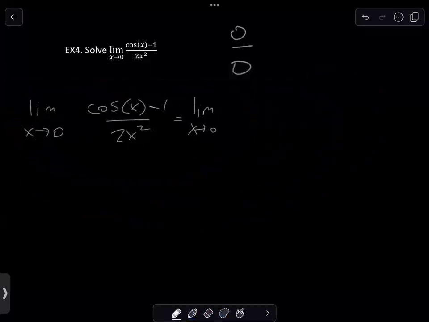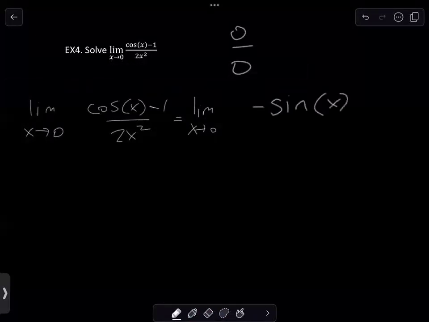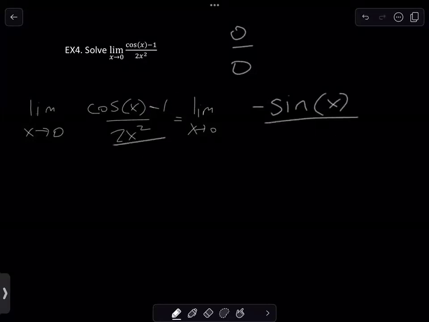Okay, so differentiate the numerator. The derivative of cosine of x is minus sine x, and the derivative of negative 1 is 0, so we don't need to write that out. And then we need to differentiate the denominator. 2x squared, its derivative is going to be 4x. Now let's check if we can make a direct substitution. Okay, so for this example, we can't make a direct substitution.